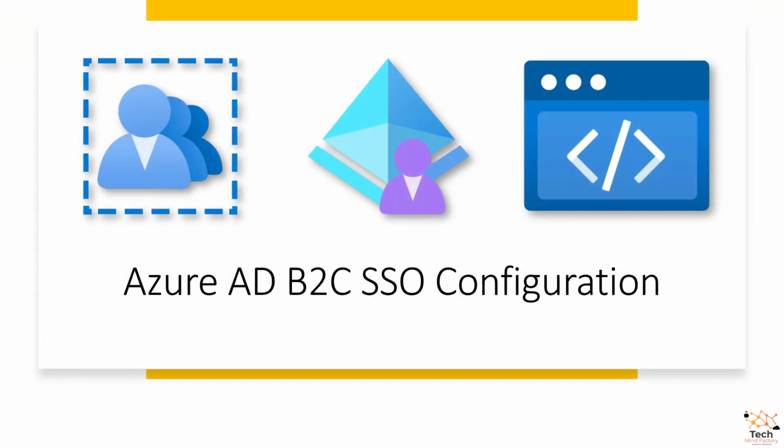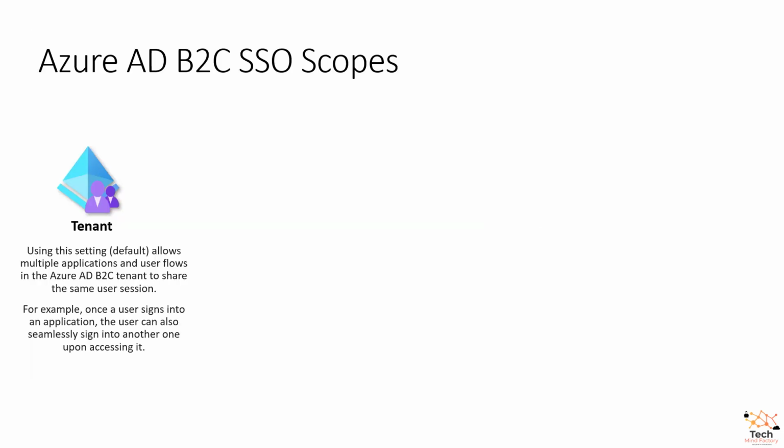Okay, great. So now let's talk about Azure AD B2C SSO configuration, because there are different scopes for the SSO. Obviously, the typical one you are familiar with is the tenant scope. Using this setting, which is default, allows multiple applications and user flows in the Azure AD B2C tenant to share the same user session. So for example, if a user signs into one application secured by Azure AD B2C, the user can also seamlessly sign into another one upon accessing it.